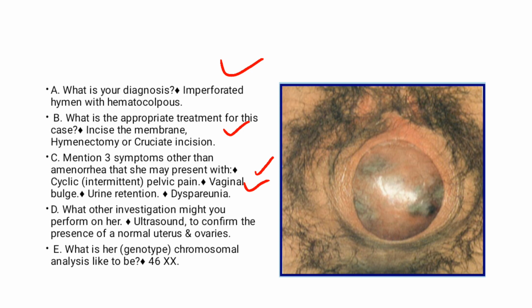Okay, then what other investigation might you perform on her? So investigations, you can do an ultrasound to confirm the presence of a normal uterus and ovaries. Okay, then what is her genotype or chromosome analysis likely to be? So it's just going to have a normal 46XX chromosome. Okay, so that's the end of the tutorial itself and the literature review.